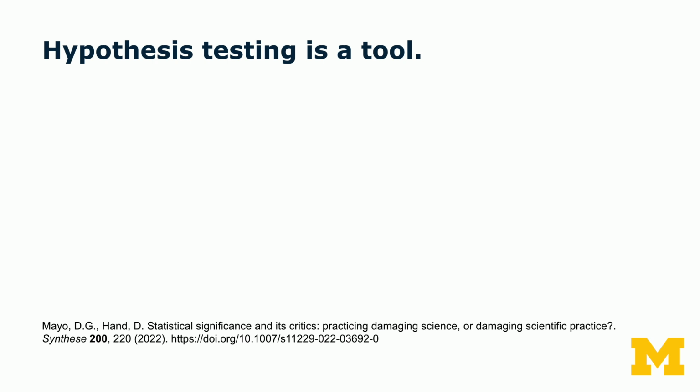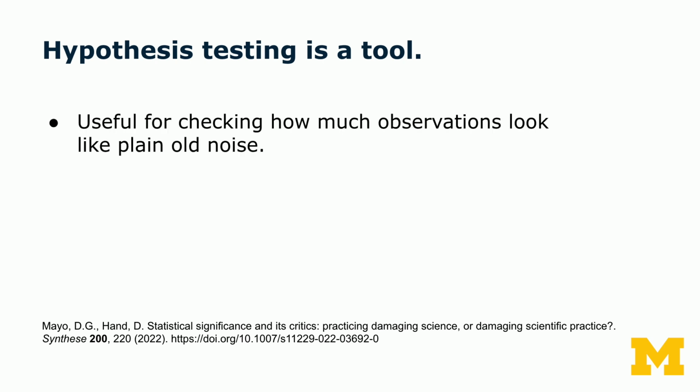And one reason I think it's persisted is that hypothesis testing is a tool. And it does have some uses. It is useful for checking how much observations look like just plain old noise, right? Like in the case of our medication experiment, we do just want to know, is the difference compatible with the sort of differences that we would just see from the process of randomizing who goes into which group? That is sometimes a useful thing to know.